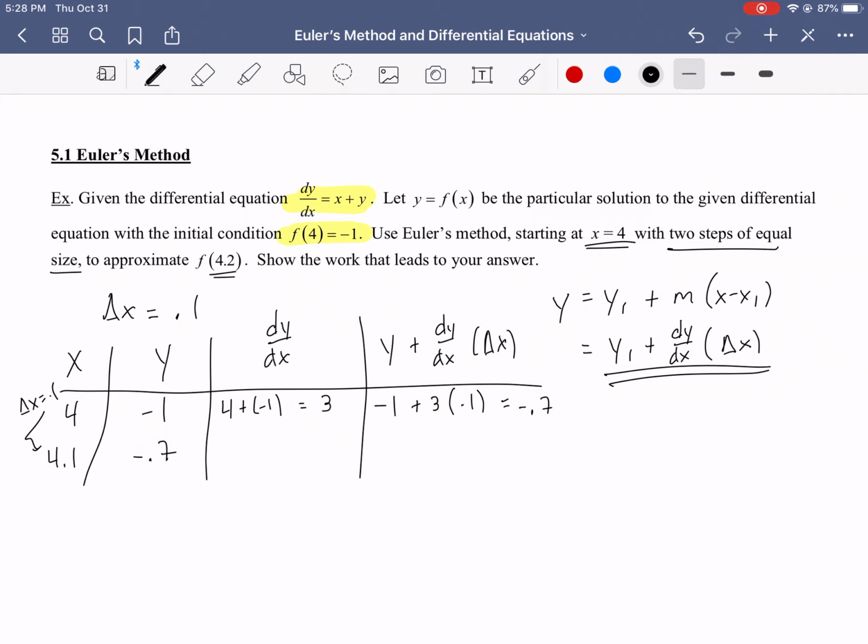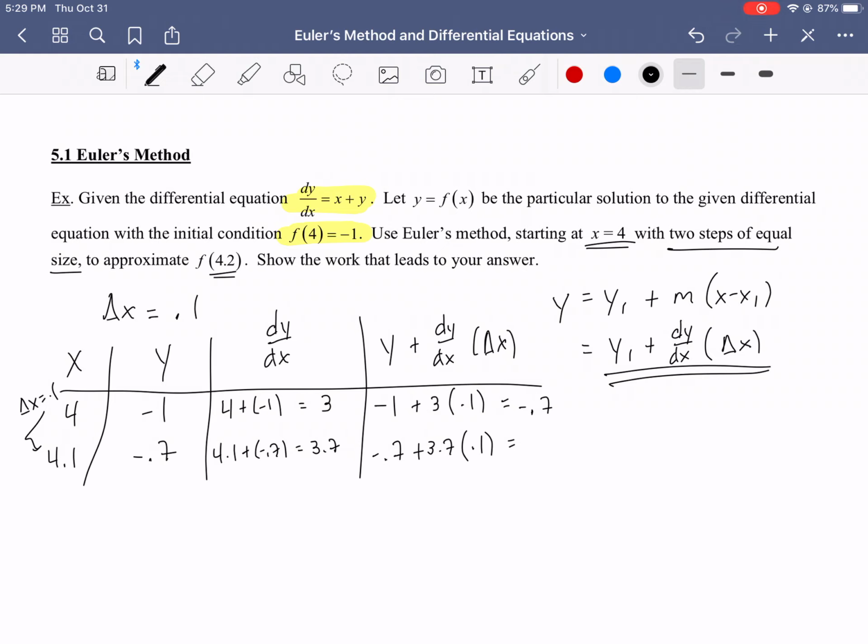Now I'm going to do it again. So I'm going to recalculate the slope. So 4.1 is the new x, plus -0.7 is the new y. And so that's going to give me 3.7. And then I'm going to go ahead and calculate what the new y would be. So the new y, according to my form of the tangent line, is going to be the current y-coordinate, -0.7, plus my slope of 3.7 multiplied by delta x, which is 0.1.